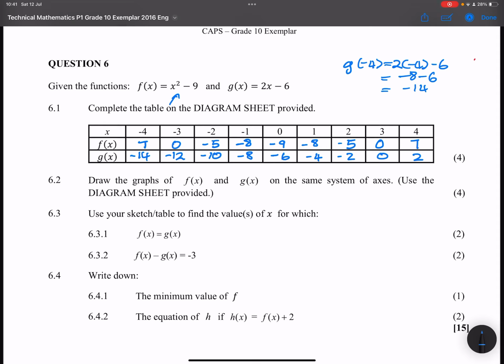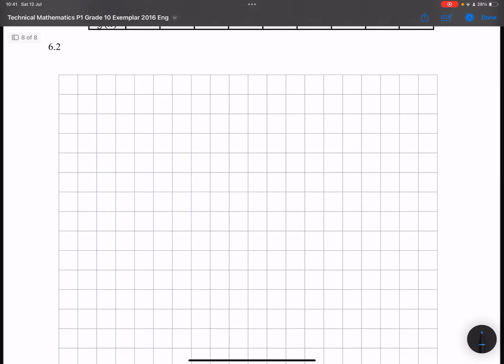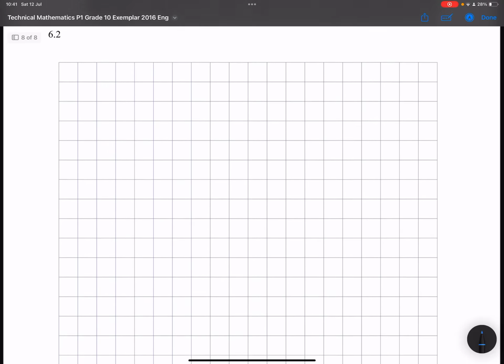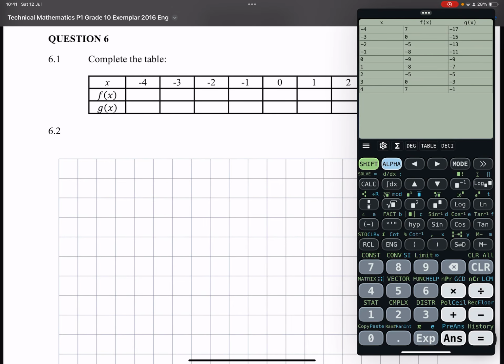Now they say to us, draw the graph of f of x and g of x on the same set of axes. Use the diagram sheet provided. They had provided a diagram right at the bottom there. Let's try to fill it out again. This was 7, that's 0, that's -5, and we had -8.